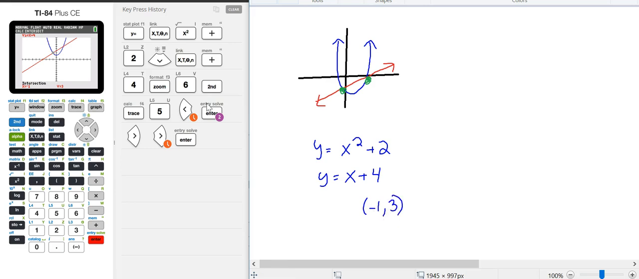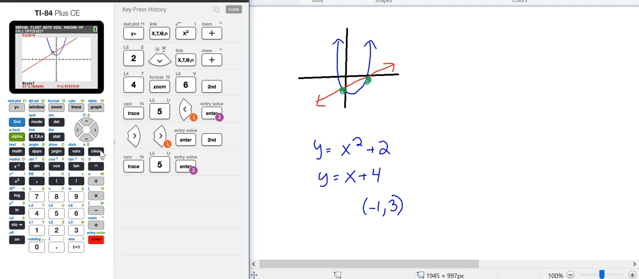Now let's do the second intersection. We have to do the whole thing over. Second trace, get into the calc menu, and 5 for intersect. The first curve is this blue one that we're on. Second curve is the red one that we're on. You know which curve you're on by the color of the letters. Before the letters were blue, now the letters are red, so we know that we're on the red curve, even though it looks like we're by the intersection.